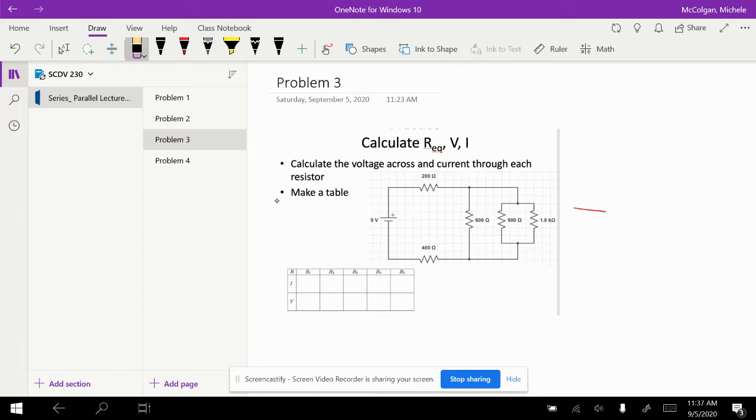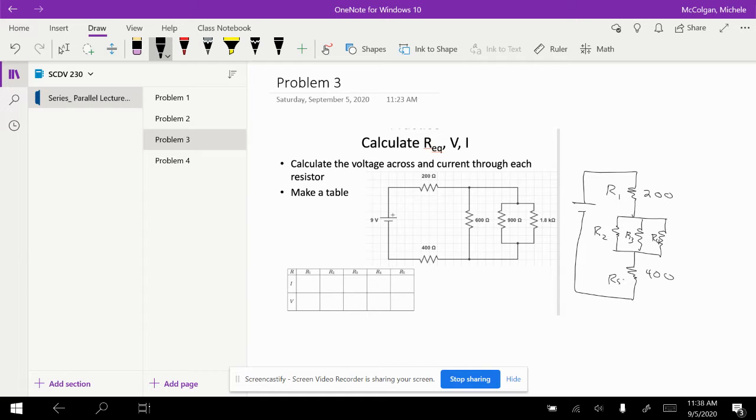So I've got 200, and now I've got 600, 900, and 1,800 ohms. So these are all in parallel. So I'm actually going to redraw it like this. And then I have the 400 at the bottom. So this is going to be 200, R1. This is going to be R2, R3, and R4. And this is going to be R5 and 400.